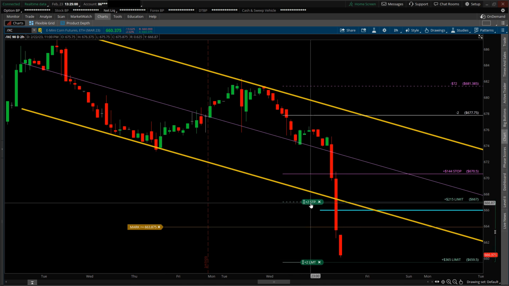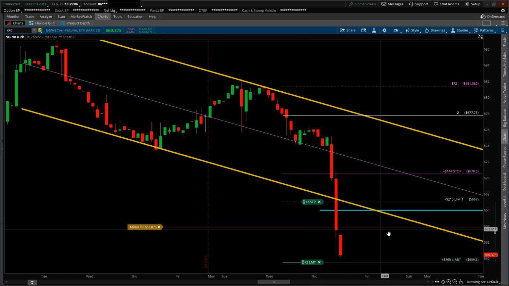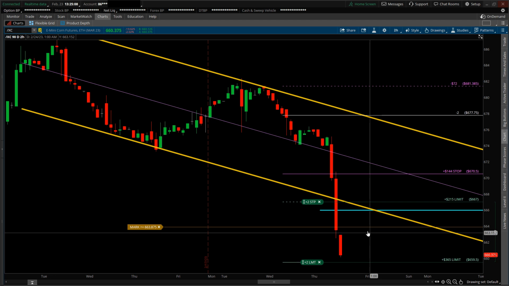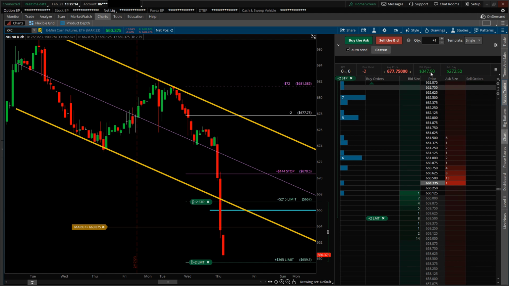I would move or walk this target even lower, so this way I will protect any gains as best as I can. And if I open up Active Trader, the trade is now up $347. So the trade is literally about $20 away from this. Here's my order right here, sitting at 659.50.